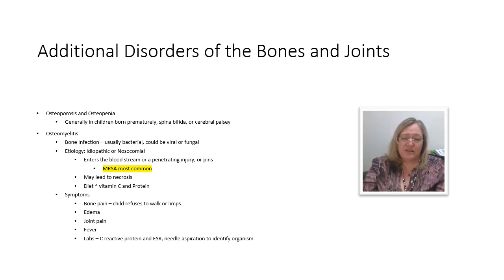Symptoms that the child might present with for this are bone pain, refusing to put weight on that bone, a long time limp, edema to the area, joint pain, fever, and then one of the abnormal labs you would expect to see, besides white blood cell count, is C-reactive protein and ESR. So they would want to identify the organism, and that could require a blood culture or a bone needle biopsy could be done, depending on how easy it is for them to identify that organism.